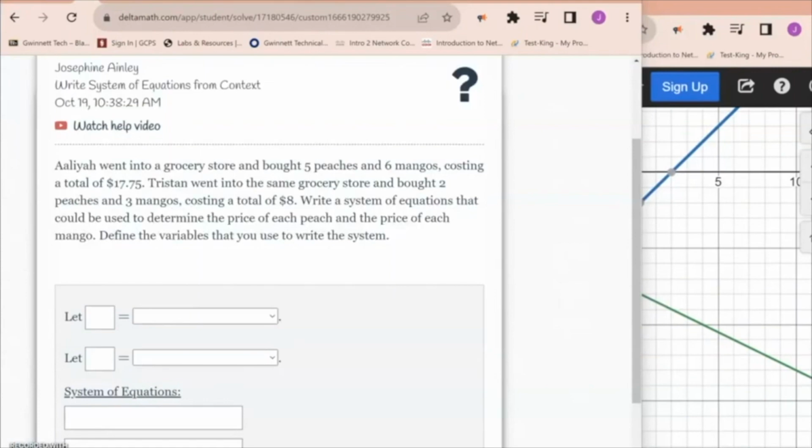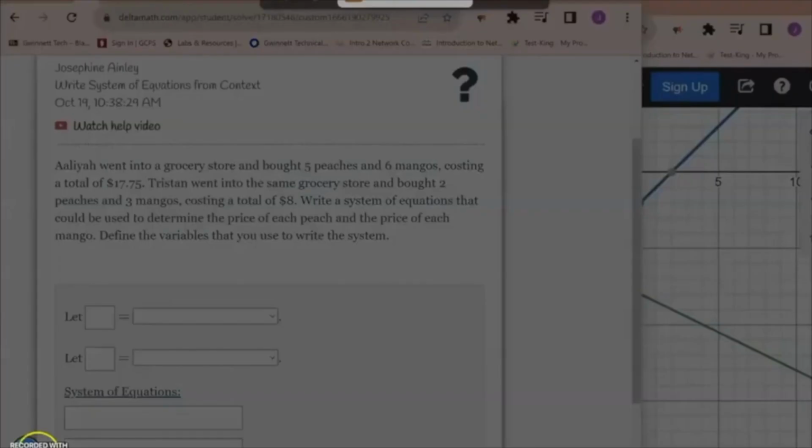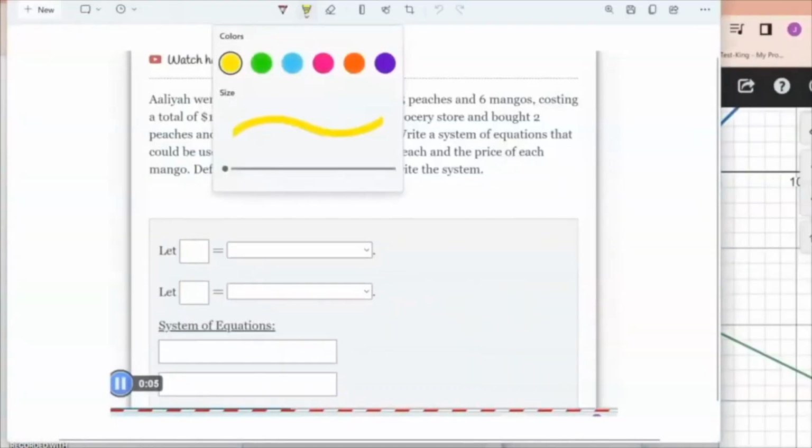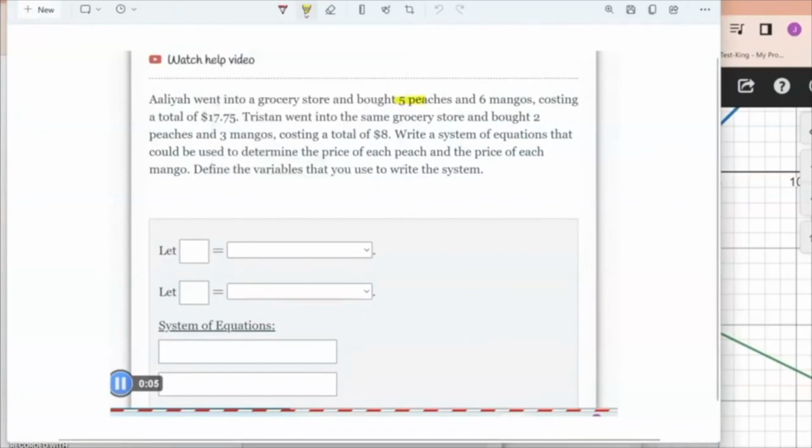All right, the other kind of question that you can get is one with 6 numbers. With 4 numbers, you line up money, money, money. 6 numbers is even easier. Let's find our numbers real fast. Here's my number. What is 5? Peaches. What is 6? Mangoes. Total of the cost. I'm going to use a different color for those. 2 peaches, 3 mangoes, total cost is 8. So you can see 1, 2, 3, 4, 5, 6. Six numbers.